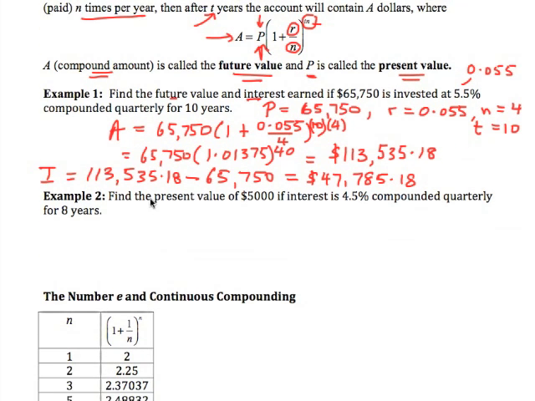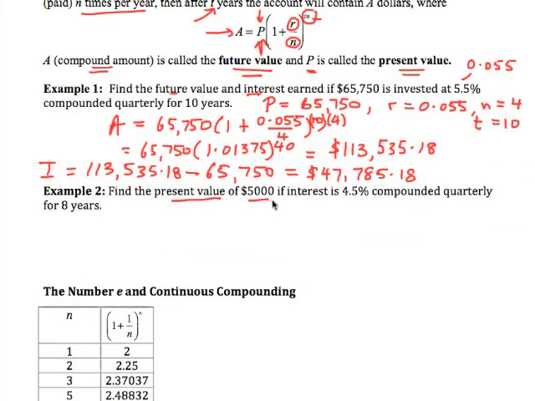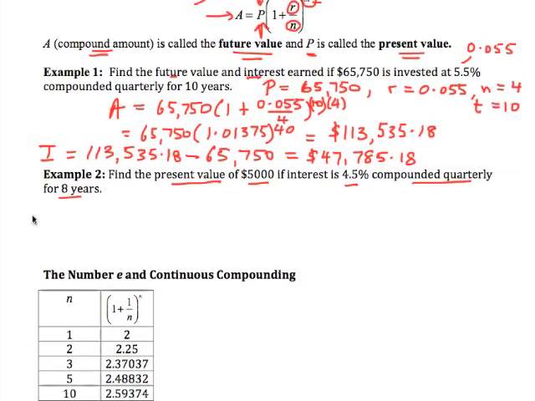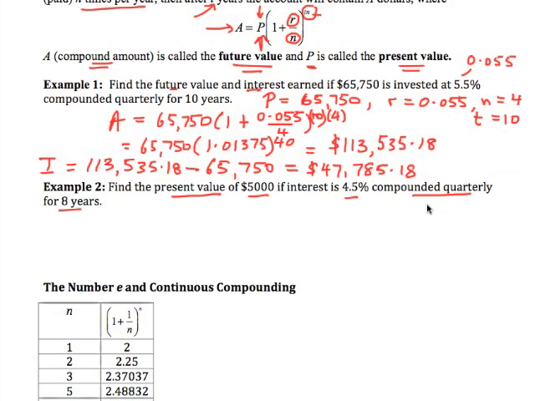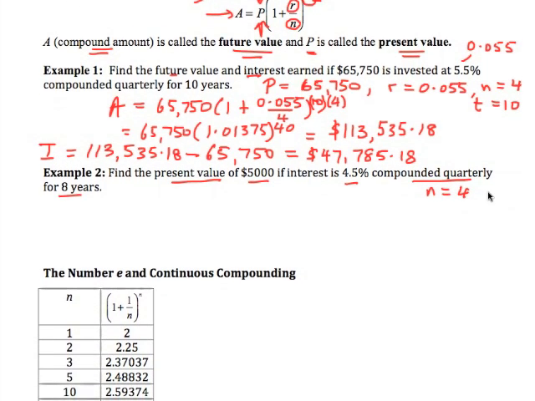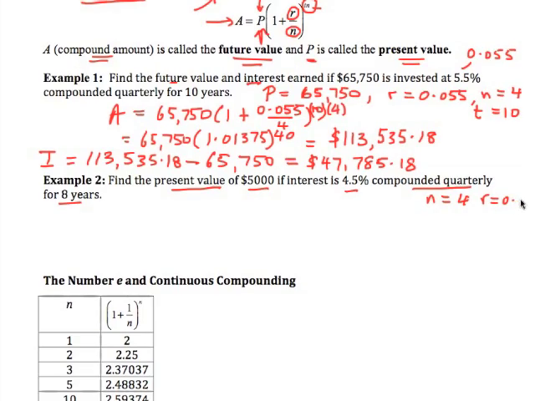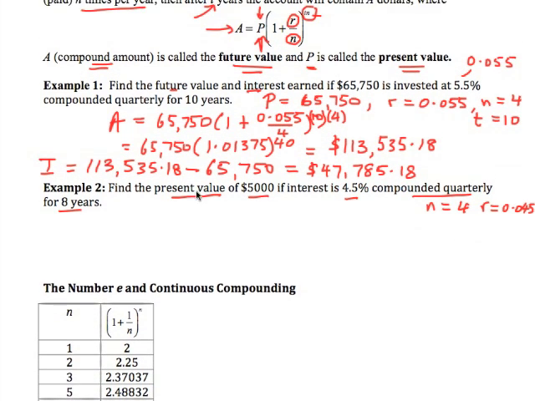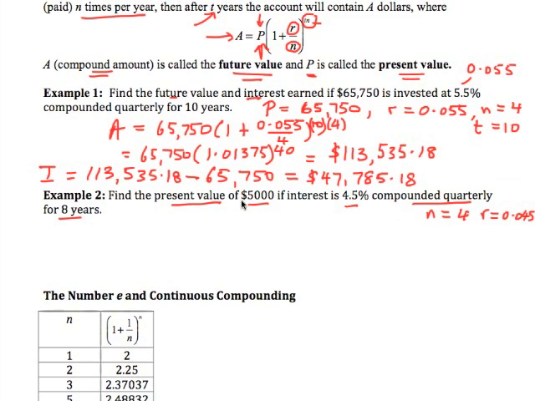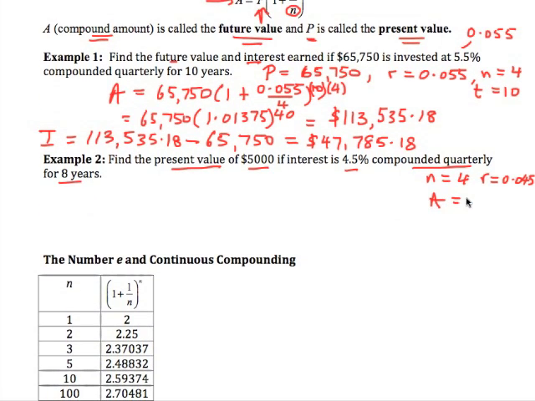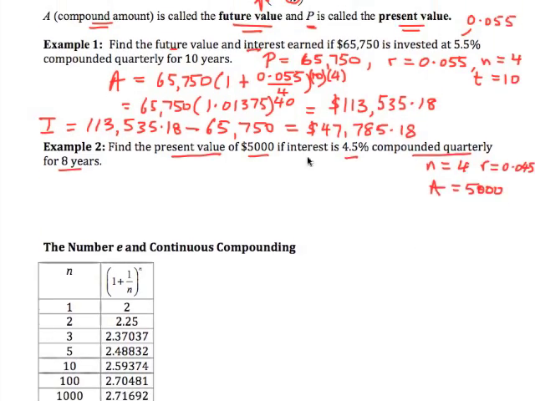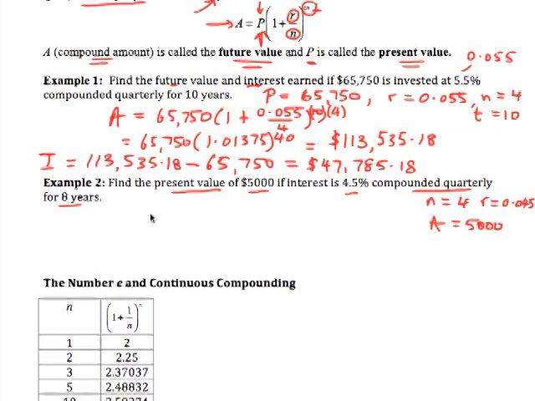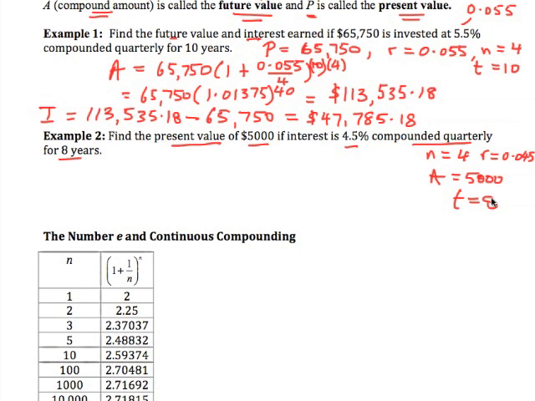Now let's turn it around the other way and say, let's suppose we want to find the present value of $5,000 if interest is 4.5% compounded quarterly again for 8 years. Okay, so let's put down what we have. So n is equal to 4 again. R is going to be equal to 0.045. And now the present value is what we want to find, and so A then is $5,000. We're really wanting to know, well, what do we start with to get $5,000 under these conditions? And t, of course, is 8.